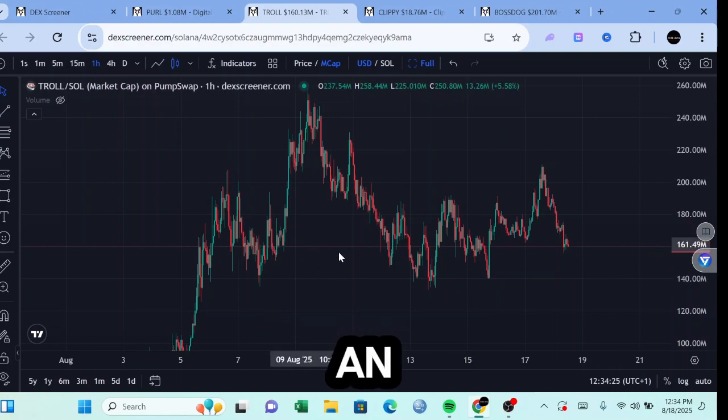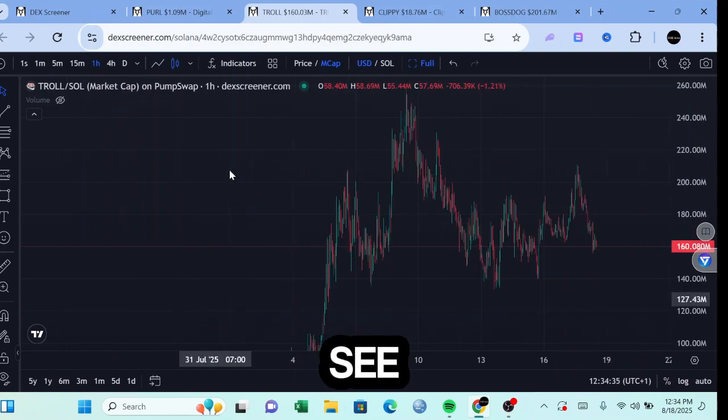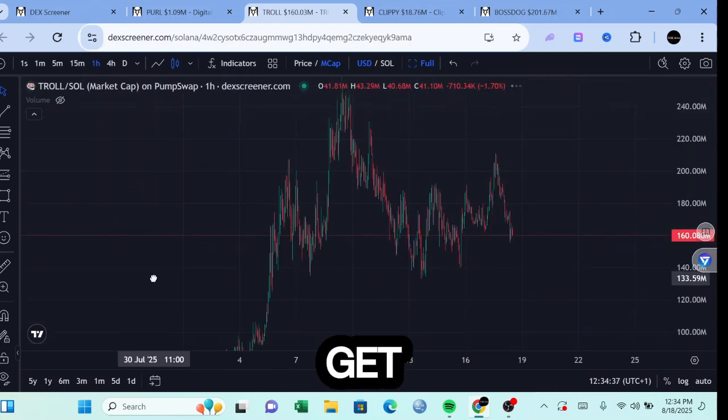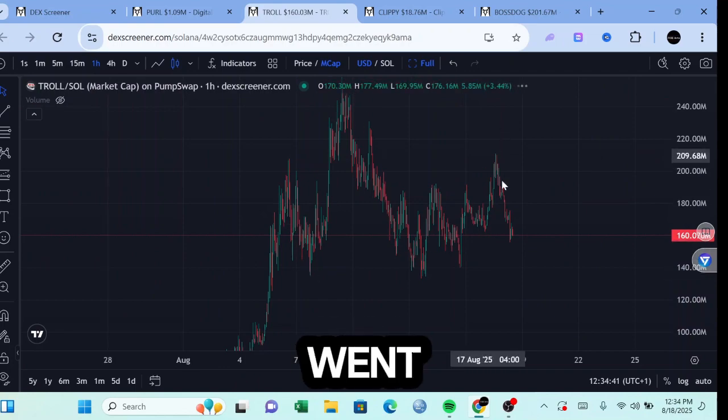For example, this is an old coin. This really works for old coins. You can see this is an old coin that has been doing quite well. It has been created for a long time now, and you can see the coin has been going up, coming down, going up, coming down for a while now.